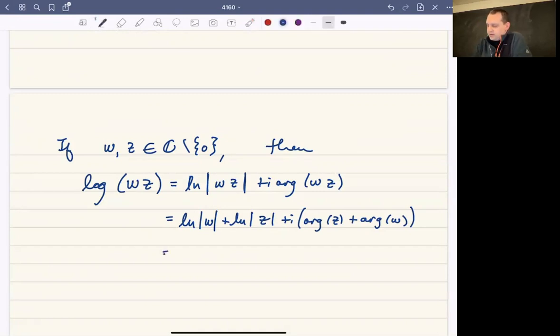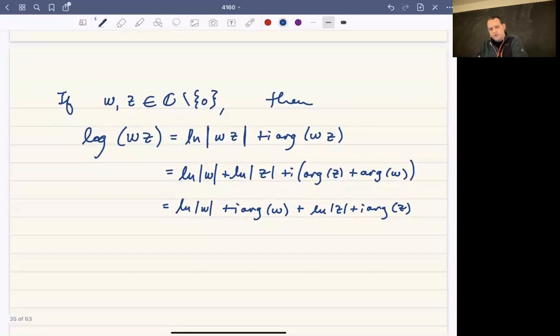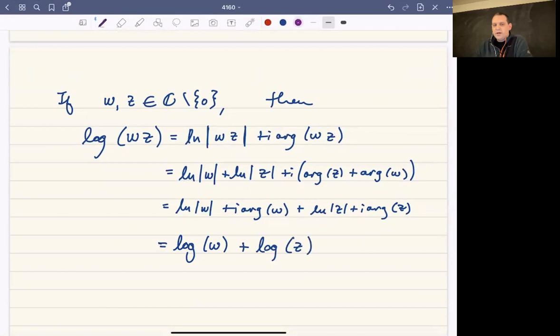And then we can regroup just slightly. This is going to be the natural log of the modulus of w plus i arg w, plus the natural log of the modulus of z plus i arg z. And this is slightly tricky here, but what I've written so far is completely fine. Now, the one little thing that we have to be careful of is that this is the log of w plus the log of z plus possibly something else, but that something else has to be possibly some number of the form 2 pi i k.